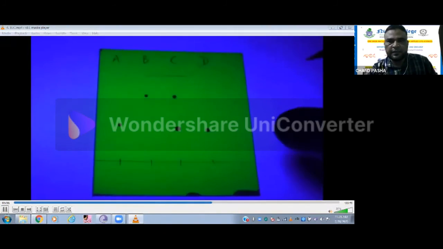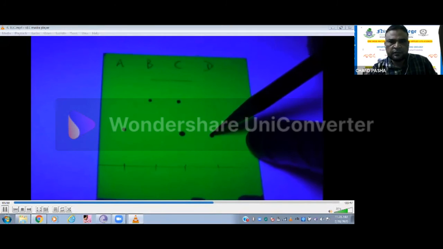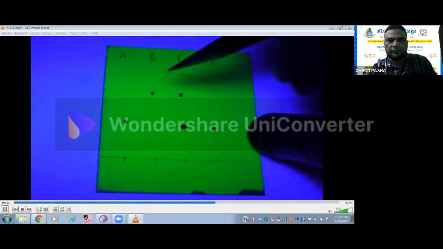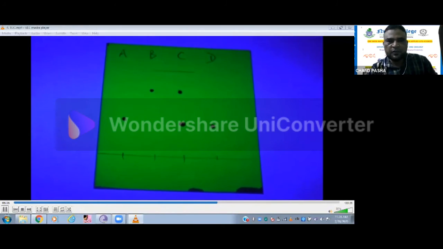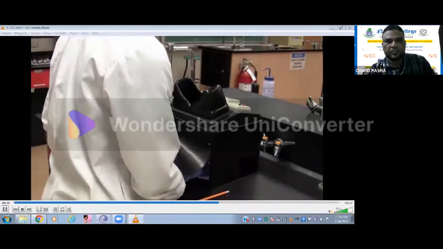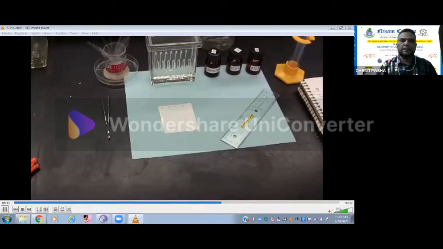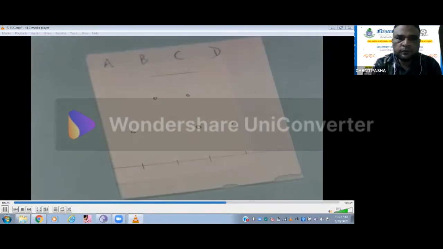We can cut that particular region. See here, to find out the RF values, because when you take it out, it is not visible, we are supposed to make an identification mark over there. Now we'll calculate the RF values like what we did for paper chromatography. It is the same. So the RF value is nothing but the distance migrated by the compound or substance divided by the distance migrated by the solvent front.